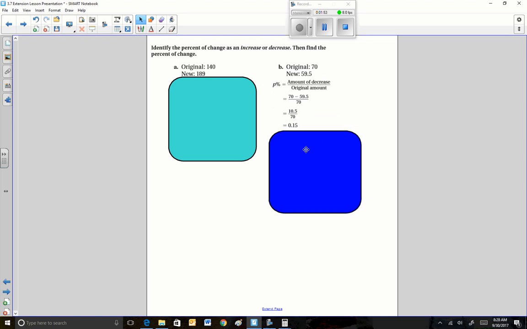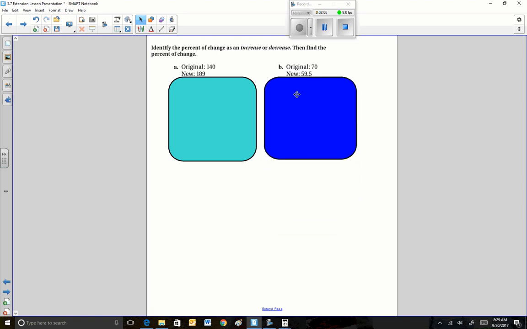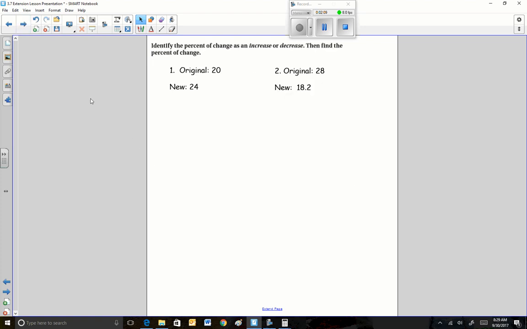When you divide, you get a decimal of 0.15. Move your decimal 2 places to the right, and you will find that that's 15%. So you had a 15% decrease. Must have been on sale for 15%. Let's take a look at a couple questions for you to do. Here are 2. Please identify if it's a percent of increase or decrease, and then solve. Pause your video and give these 2 a try.